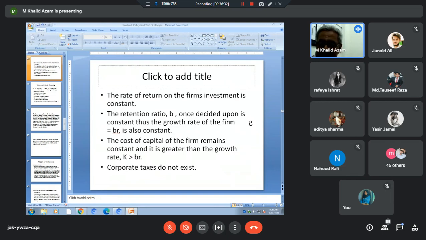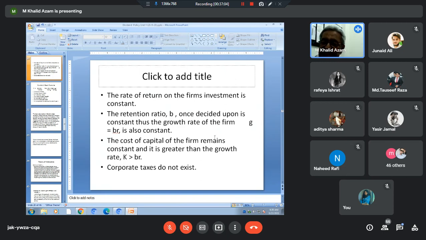Thus the growth rate of the firm, that is G, he has used this term G, is equal to BR, and it is also going to be constant. When the rate of return is constant and the retention ratio is also constant, the growth rate G is nothing but B into R. R is your rate of return and B is your retention, and that is going to remain constant.